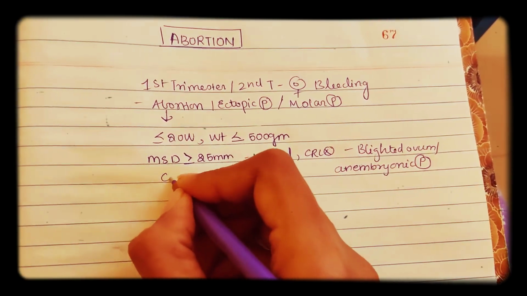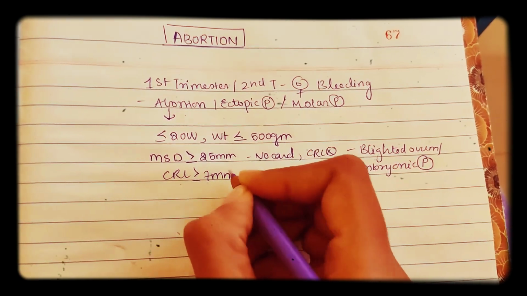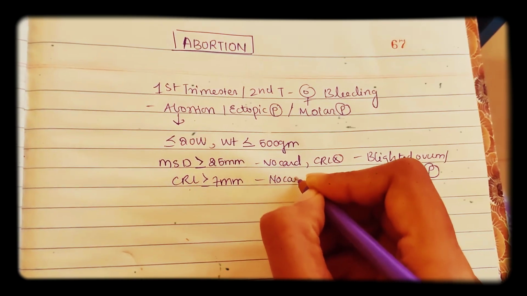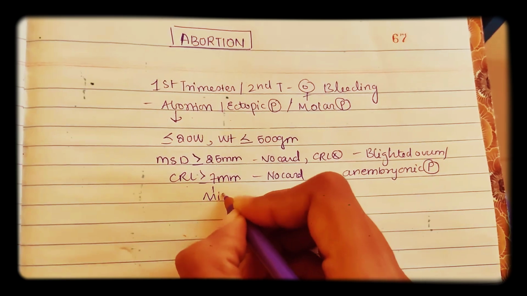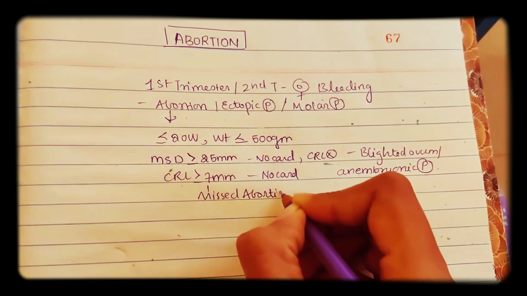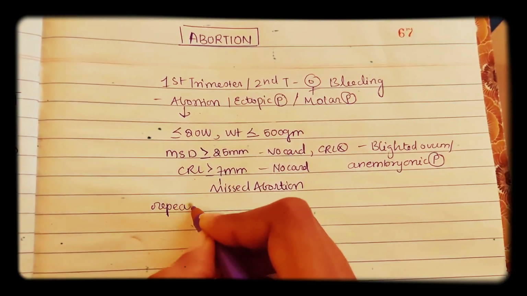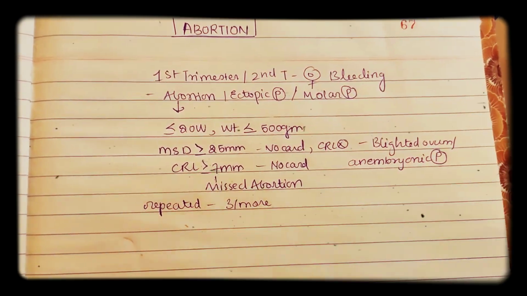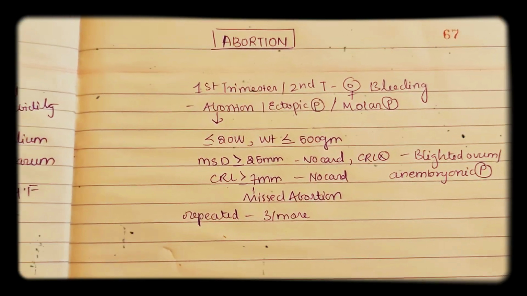So now coming to crown rump length. If the crown rump length is greater than or equal to 7 millimeters and still there is no cardiac activity, then this is called missed abortion. Okay, so now coming to repeated abortions. Some females may have repeated abortions, like 3 or more. Okay, so this is called repeated abortion.